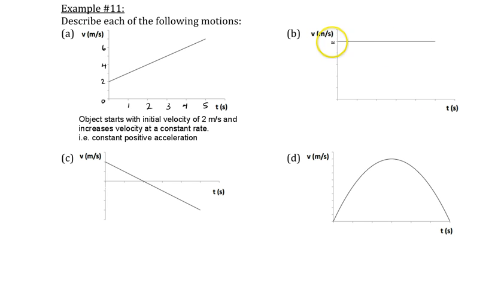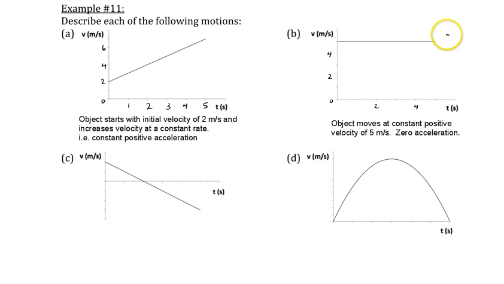Here we have a horizontal line. You should have stated that this is a constant positive velocity. So here I've written the object moves at constant positive velocity throughout the whole time period. This is zero acceleration. Remember that acceleration is the change in velocity over the change in time, which is the slope of this graph, and the slope of that graph is 0.